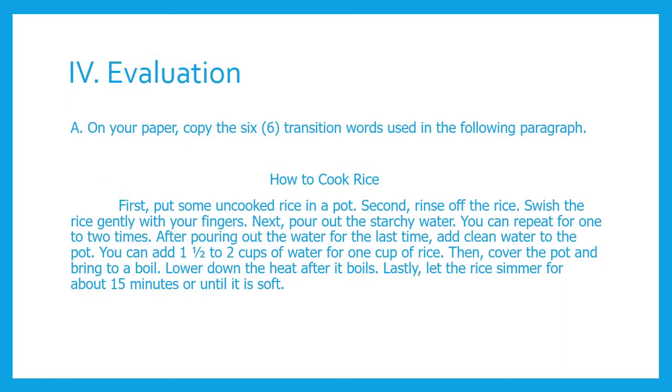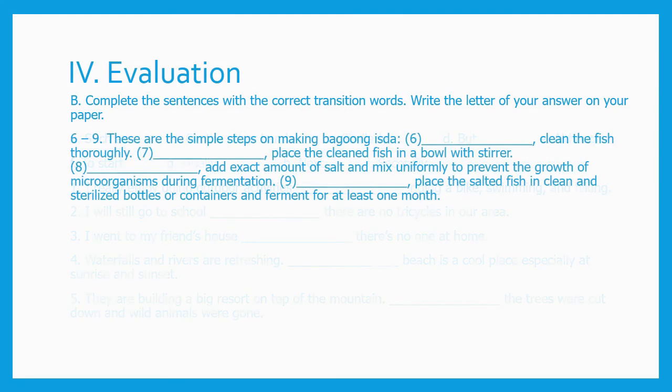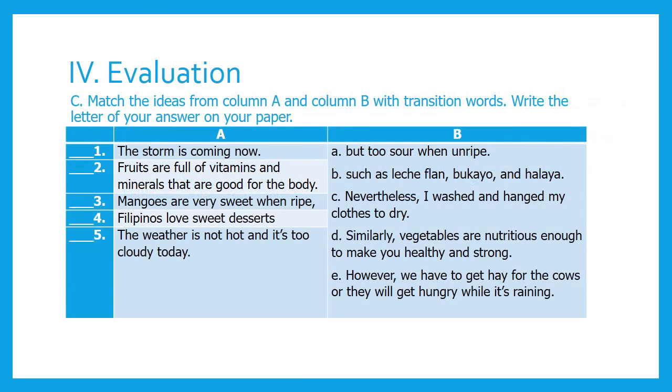Let us now proceed to evaluation. For letter A, copy the 6 transition words in the following paragraph. You write them down on your paper. For letter B, complete the sentences with the correct transition words. Write only the letter of your answer on your paper. And lastly, for letter C, match the ideas from column A and column B with transitions. Write the letter of your answer on your paper.